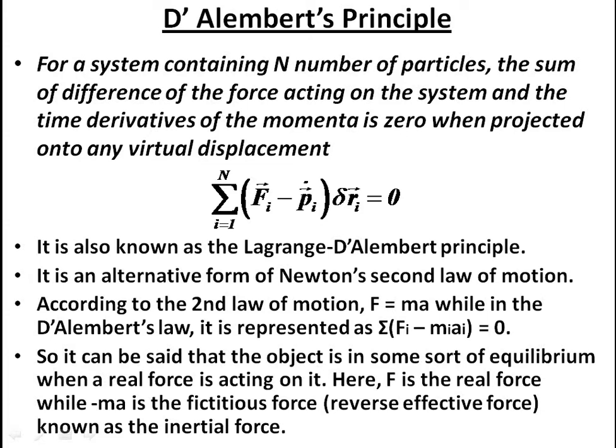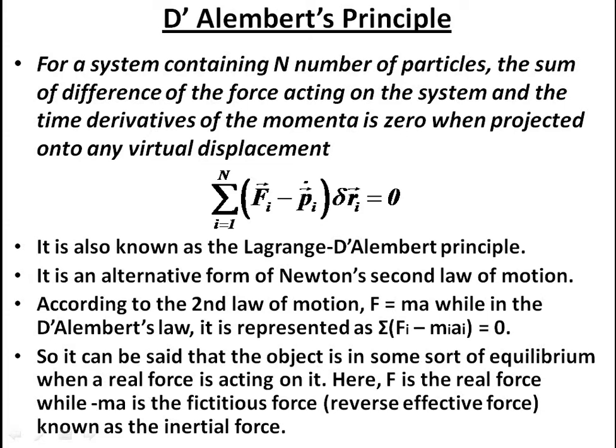Here Fi is called the real force or the applied force, and minus ma is called the fictitious force or reverse effective force. In many textbooks, different terminologies are used, and we have used all the terms here. In some books you will see fictitious force, in some books reverse effective force, and in some other books you will see inertial force. Anyway, these are all the terms used to signify minus mi ai.